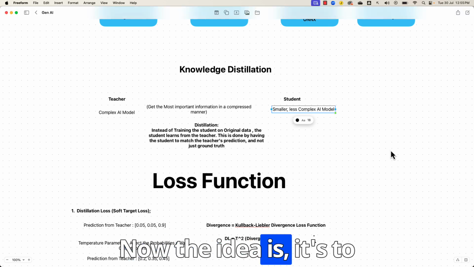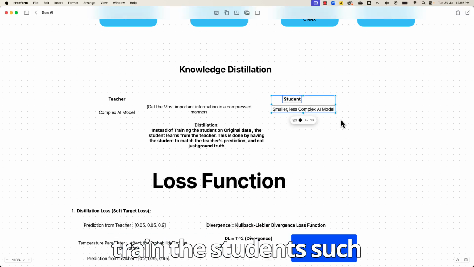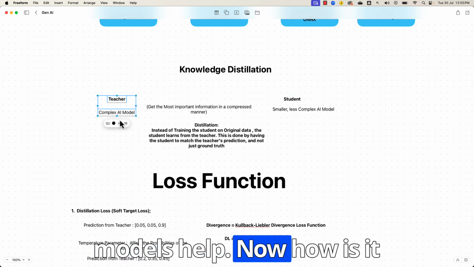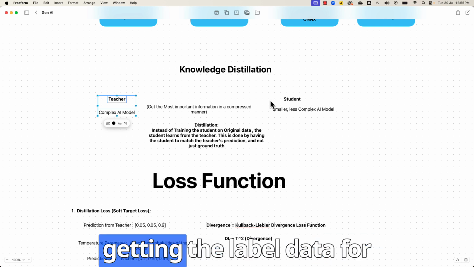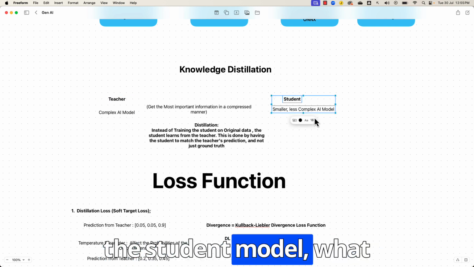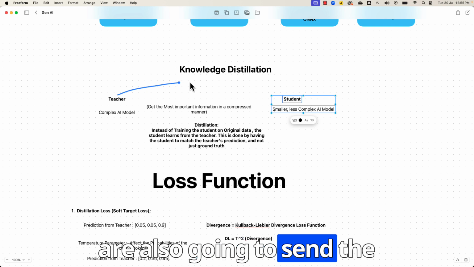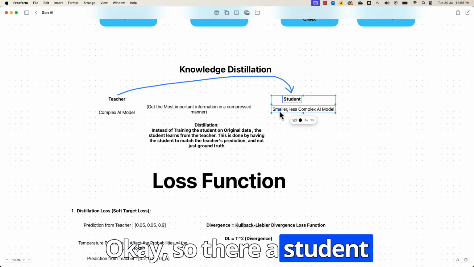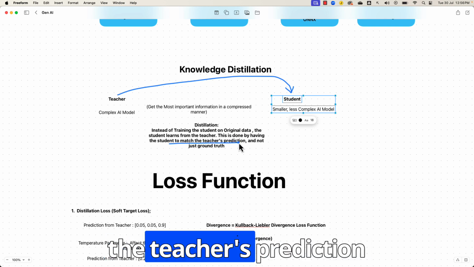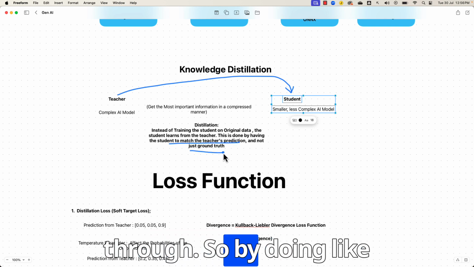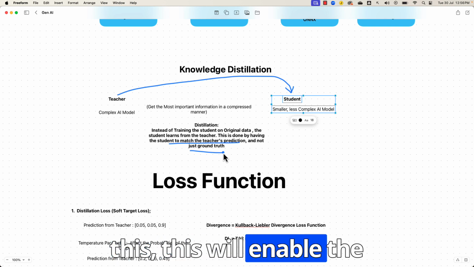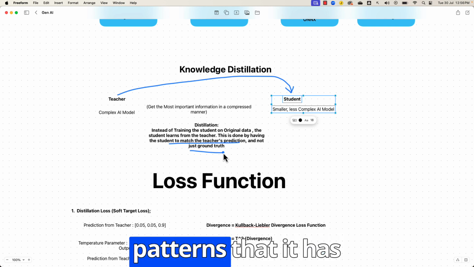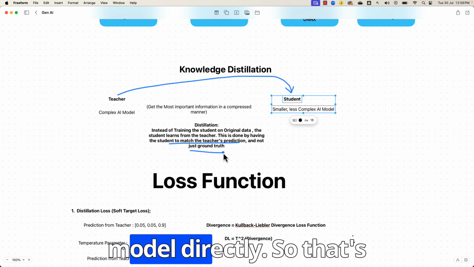Now, the idea is to train the student such that it can be trained faster with the teacher model's help. Now, how is it possible? Well, apart from getting the label data for the student model, we are also going to send the predictions from the teacher model. So the student model is going to match the teacher's predictions and not just the ground truth. Doing it like this enables the student model to learn some of the important patterns directly from the teacher model.